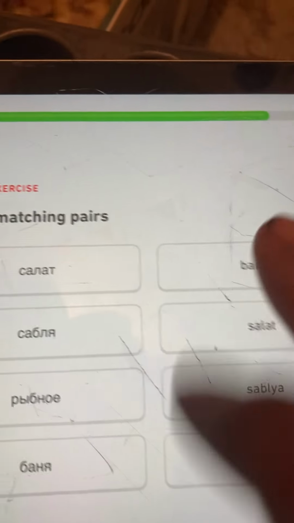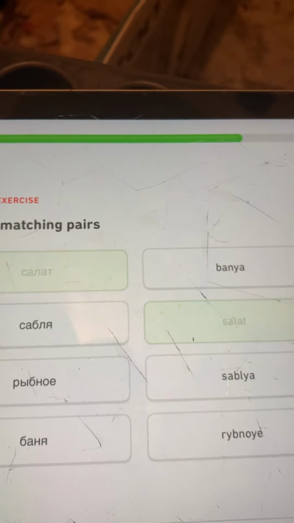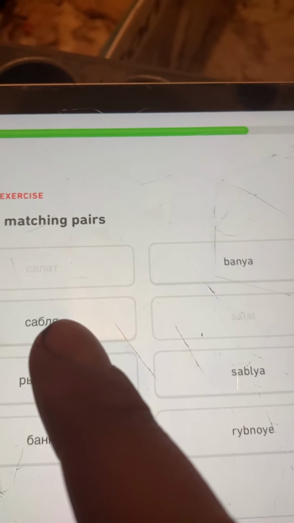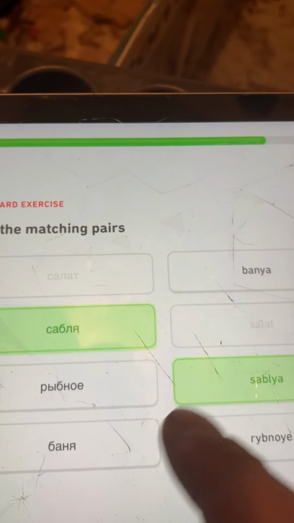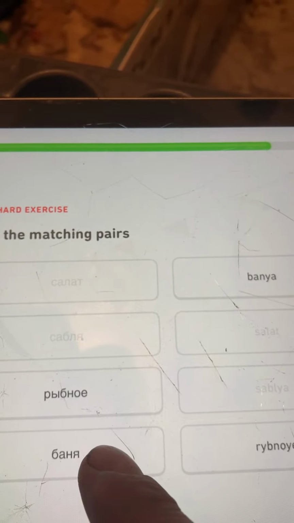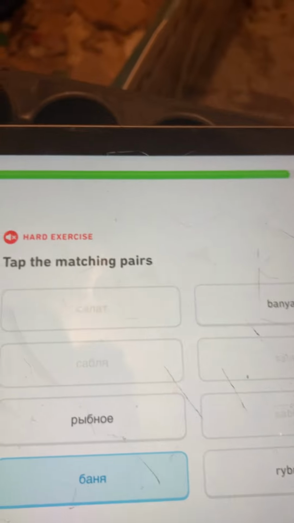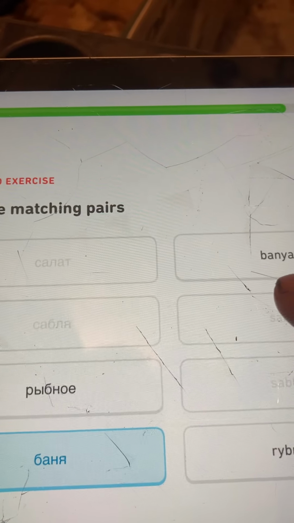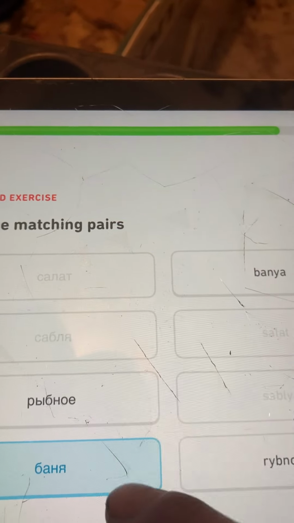Салат. Сабля. Баня. The H is a Y, and the backwards R, I guess, is an A. Banya.